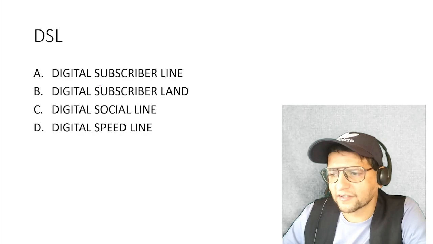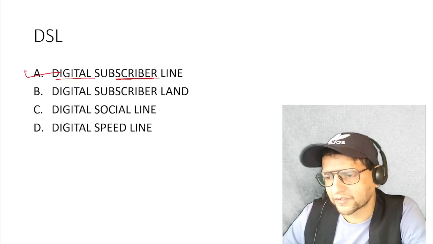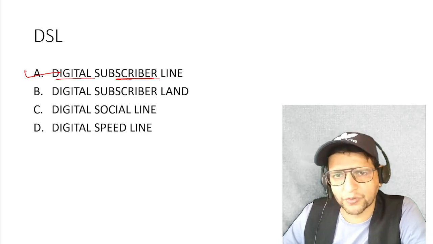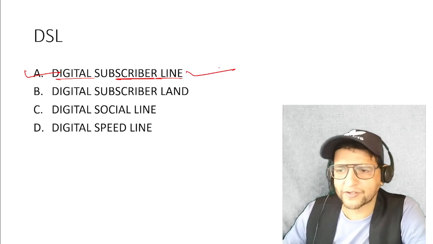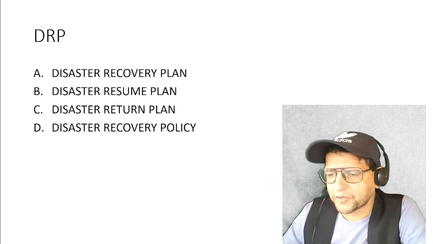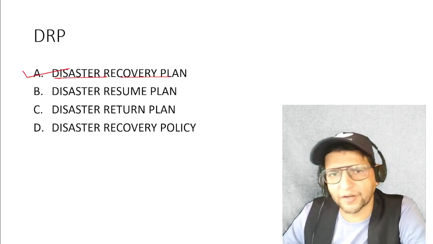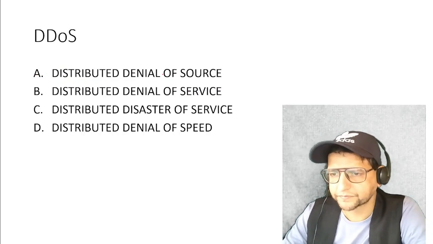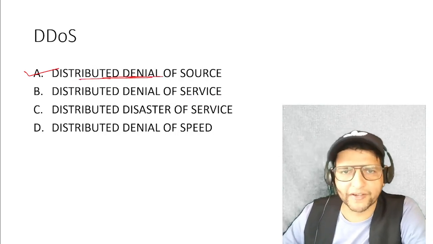DSL is a digital subscriber line. You know the way you have DSL connections where you have those analog signals coming to your telephone lines, then they need to be converted to digital so your computer can understand. You need a modem, so that's your DSL. DRP is your disaster recovery plan. DDoS is your distributed denial of service, where you have more attackers.